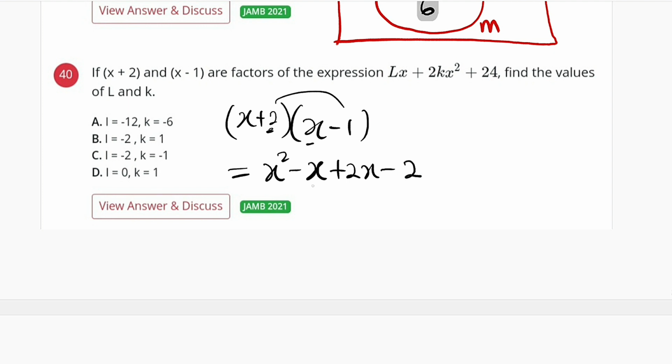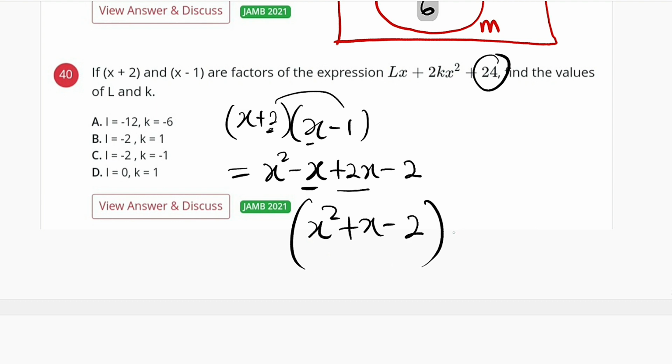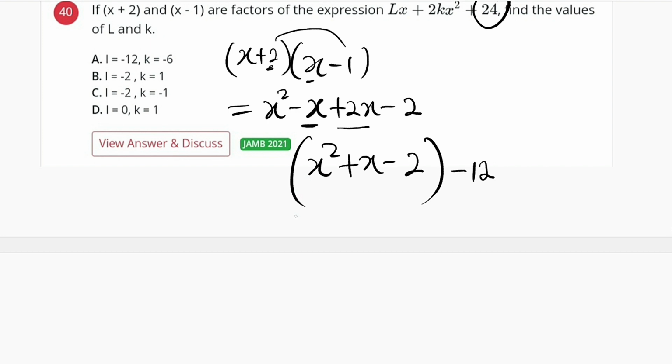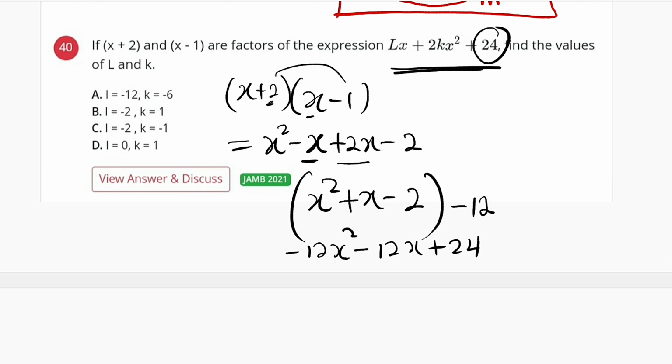Let's simplify the middle term. You can see negative x plus 2x is just x. So we have x squared plus x minus 2. But look at the constant here is positive 24, while the constant here is negative 2. To make it equivalent, we can multiply this by negative 12. So we are going to multiply this expression by negative 12. If you do that, you see the first term becomes negative 12x squared, then minus 12x, then plus 24. Now we can easily relate the two expressions together.